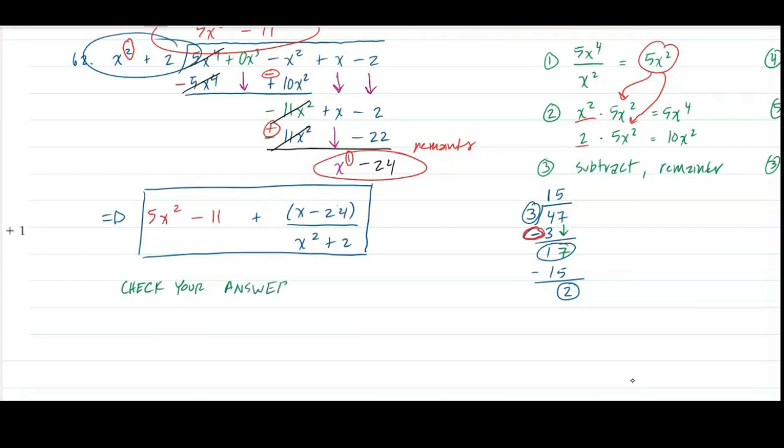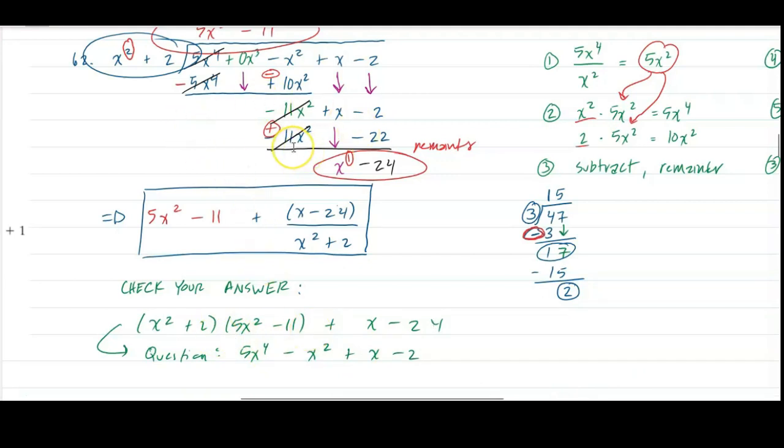So the way that you check your answer in this situation is the following. You basically take the x squared plus 2 and you multiply it to the 5x squared minus 11. Here's what I mean to say. To check your answer, you multiply x squared plus 2 and 5x squared minus 11, and you add that to x minus 24. If you get the same answer as the question itself, and the question was 5x to the power of 4, minus x squared, plus x minus 2, then and only then you got the correct answer. If you didn't get the correct answer, then that means you went somewhere wrong with your polynomial division.